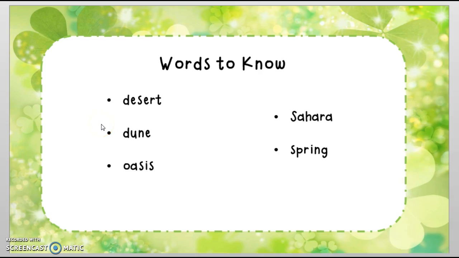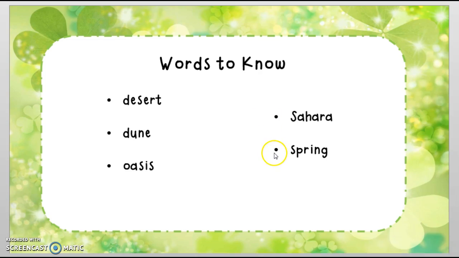Dune. A dune is a hill of loose sand, and it's made by the wind blowing the sand. Our next vocabulary word is oasis. Oasis is a place in the desert that has fresh water where trees and plants grow. Another vocabulary word for this lesson is Sahara. The Sahara is the world's largest desert.